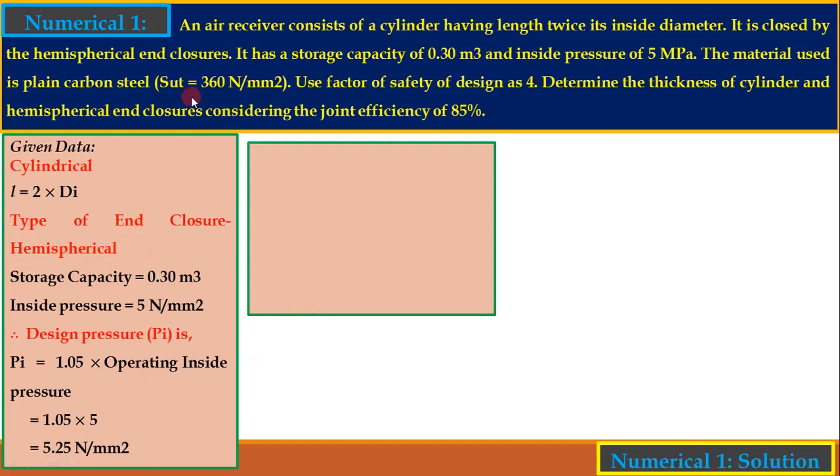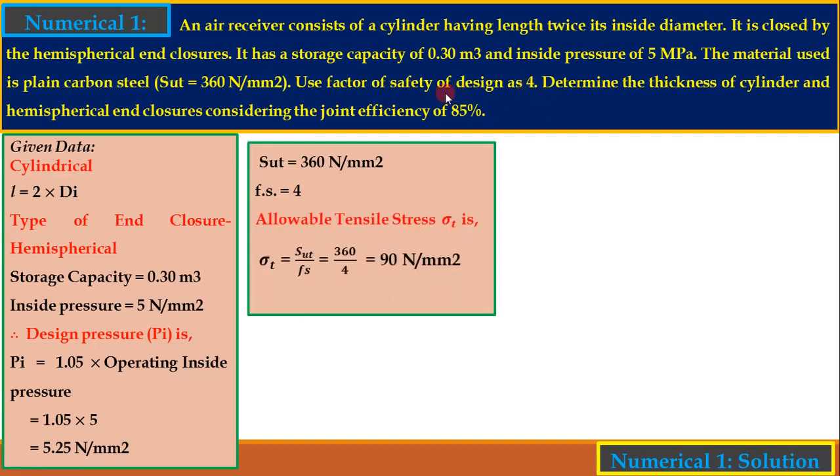the value of this SUT, then factor of safety Fs 4, and we will calculate the allowable tensile stress sigma T. So it is given by SUT upon Fs. SUT value is 360 and Fs is 4. So the answer of allowable tensile stress sigma T is 90 Newton per mm square.